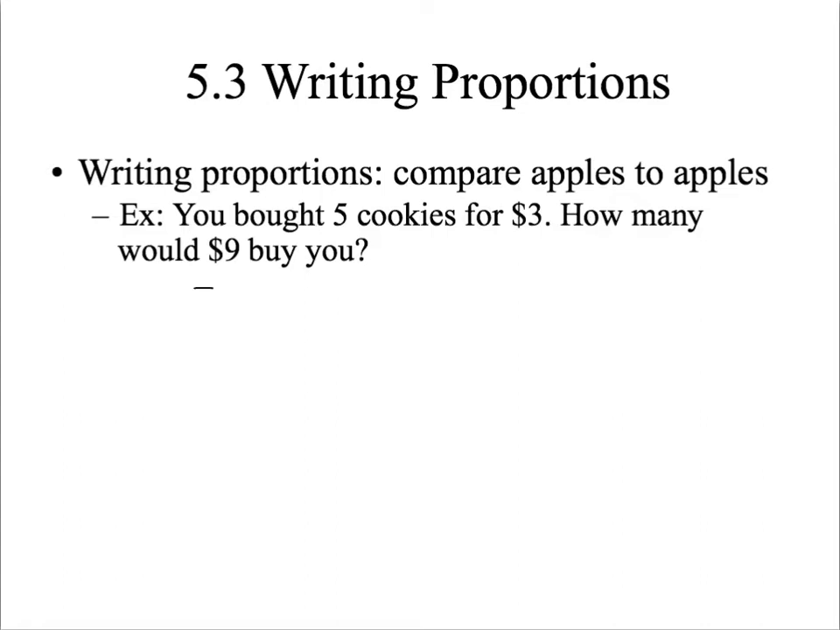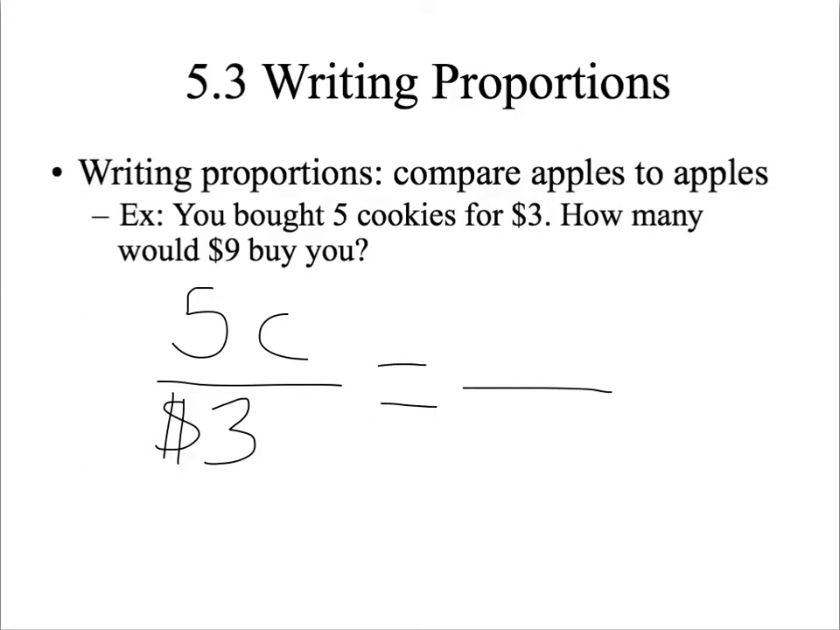Well, if I'm buying 5, and we'll put C for cookies, and it cost me $3, there is obviously my first half of my proportion. I'm going to set that equal to, what do I know? I know $9 here. Well, $9 has to match up with the $3 right here. So when I say apples to apples, I've got to make sure the $9 is on the bottom. Don't ever put it opposite of where it is.